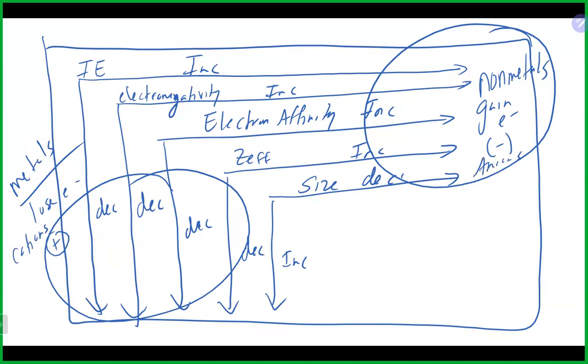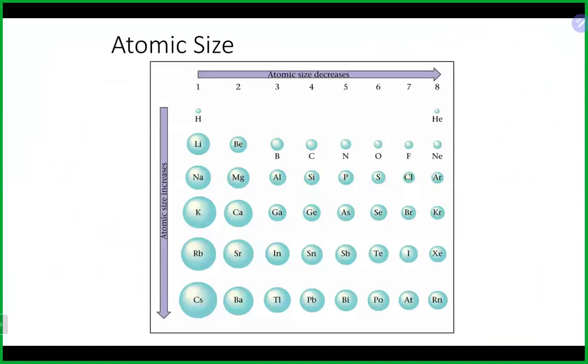Any questions on those periodic trends, which are really important in terms of bonding as well? That's why what we see happen in bonding. Any questions on that there? Okay.